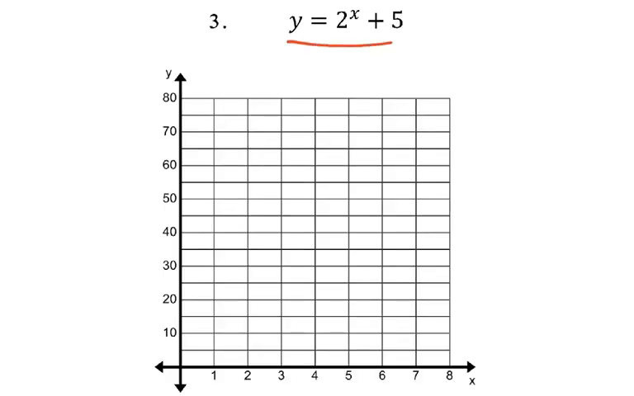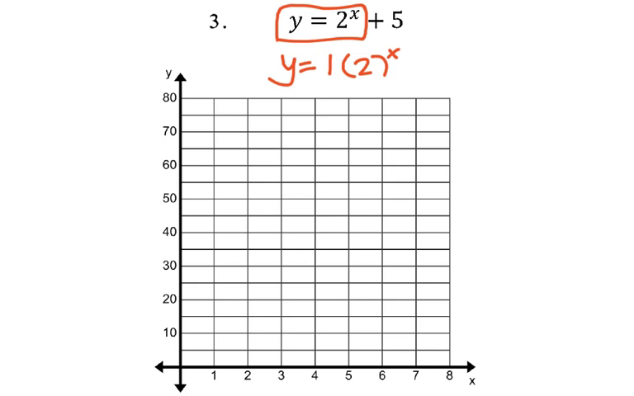Number 3, this one you'll notice is exponential. And I know that it's exponential because it has 2 to the x power. So this is not a line. The slope is not 2. So with this one, we know how to graph something like this. So let's start with that. y is equal to 2 to the x. That's the same as y equals 1 times 2 to the x power.